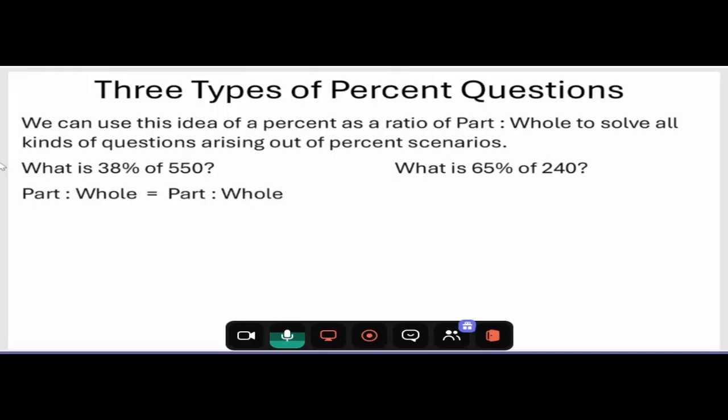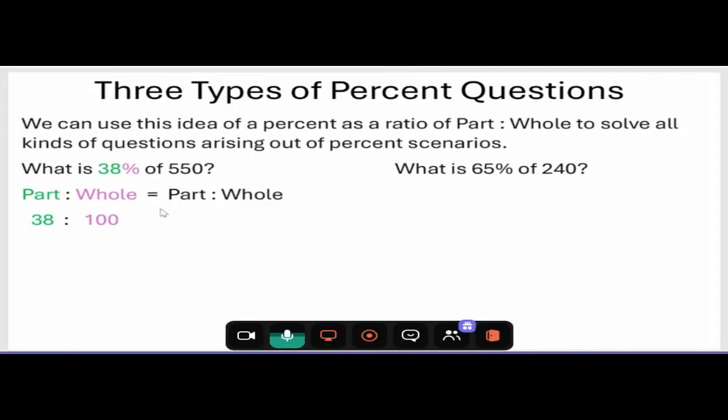So we are going to set up a proportion equation where we have a part to the whole equal to a part to the whole. And one of those parts and wholes is always going to be our percent out of 100. So the first one, 38%, 38 in green, percent in purple, the part and the whole are 38 to 100.